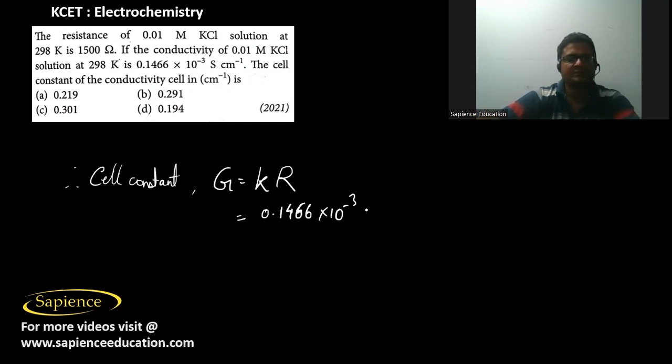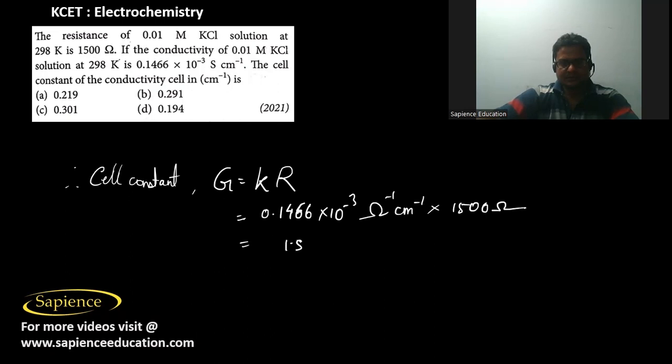the cell constant, which is G, is given as the specific conductivity into the resistance. So the specific conductivity is 0.1466 into 10 power minus 3 Siemens per centimeter. Siemens means ohm inverse per centimeter, and into the resistance, which is 1500 ohm.